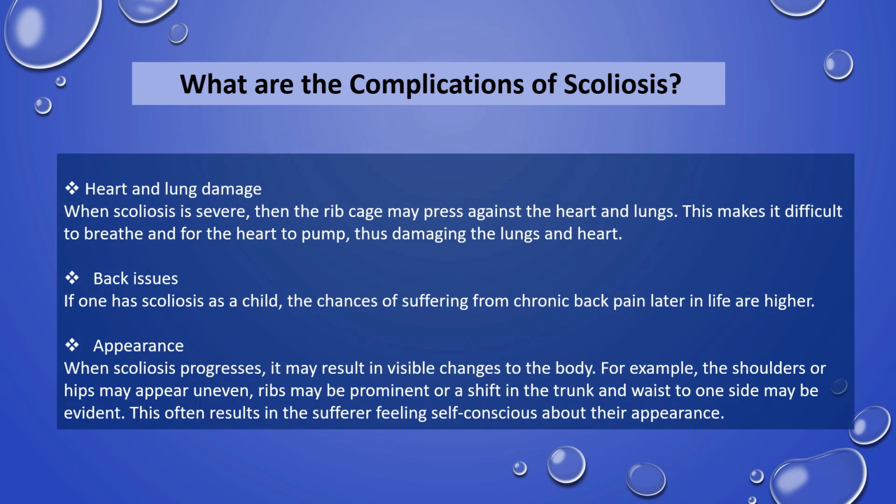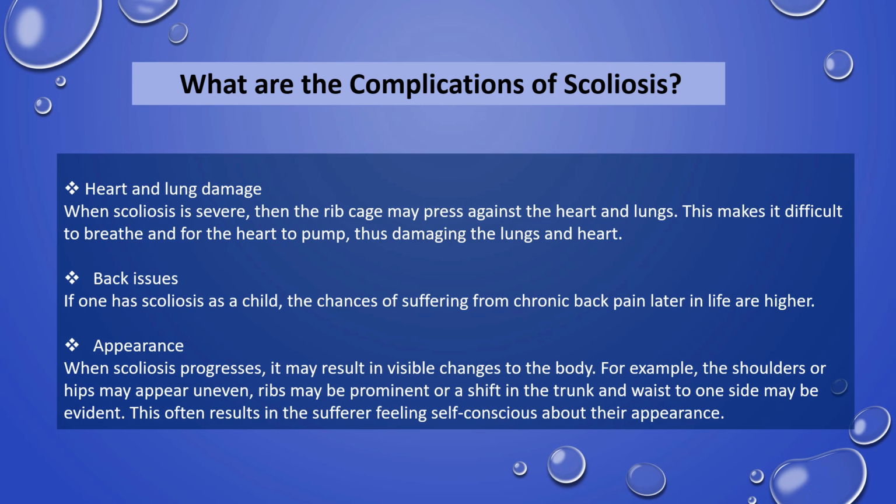What are the complications of scoliosis? Heart and lung damage. When scoliosis is severe, the rib cage may press against the heart and lungs. This makes it difficult to breathe and for the heart to pump, thus damaging the lungs and the heart. Back issues. If one has scoliosis as a child, the chances of suffering from chronic back pain later in life are higher.